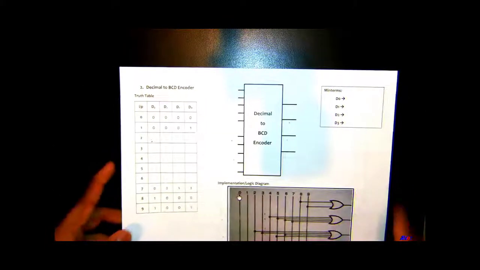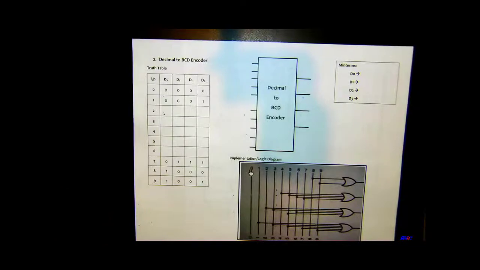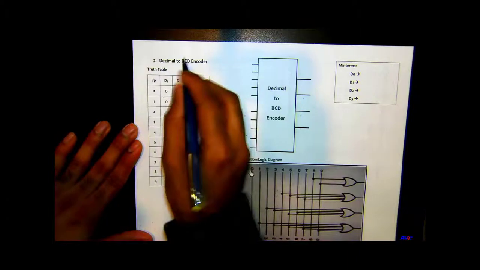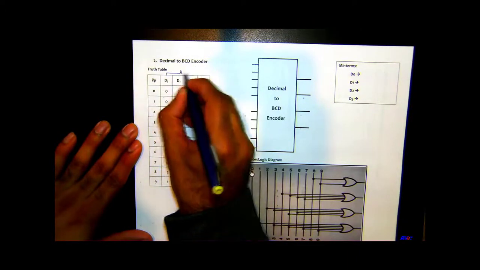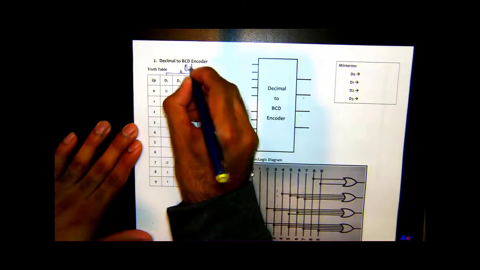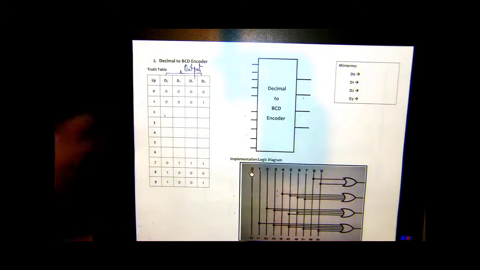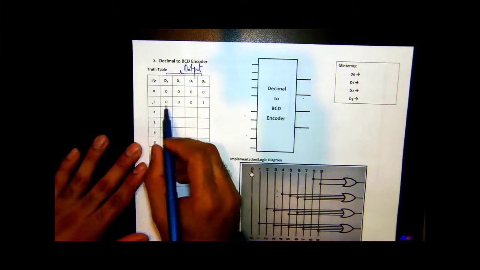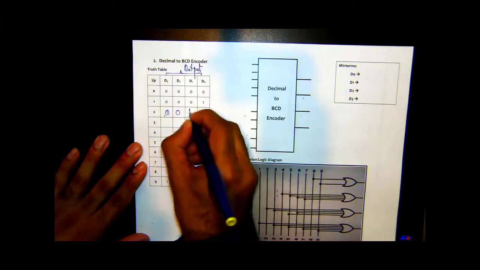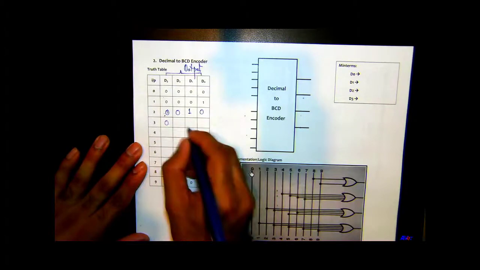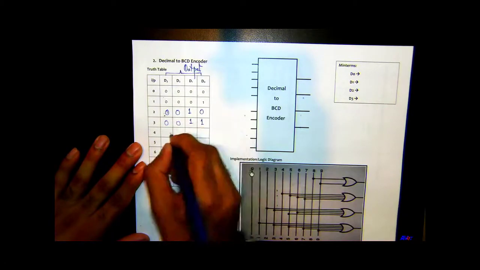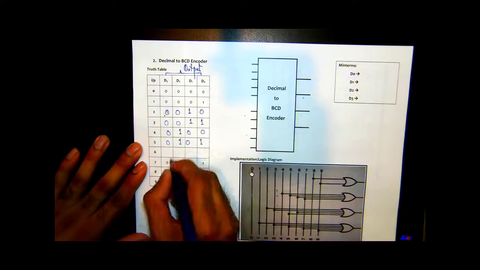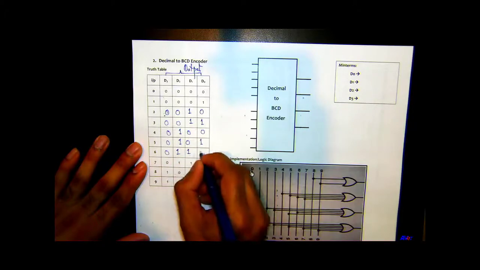Okay, let's move on to our second type of encoder, which is a decimal to binary encoder. Again, we got our inputs here, 0 to 9. These are our outputs right here. And basically, you're just making a binary code here. So the binary code for 0 is 0, 0, 0, 0. For 1, it's 0, 0, 0, 1. For 2, it's going to be 0, 0, 1, 0. 0, 0, 1, 1. 0, 1, 0, 0. 0, 1, 0, 1. 0, 1, 1, 0.